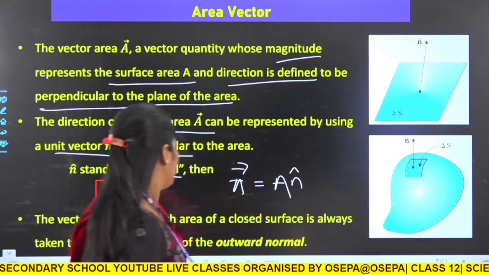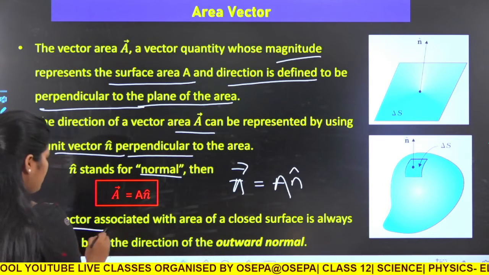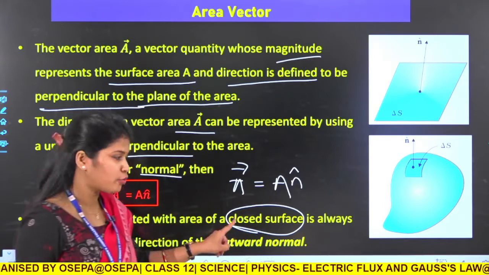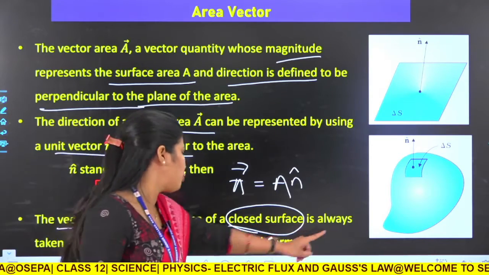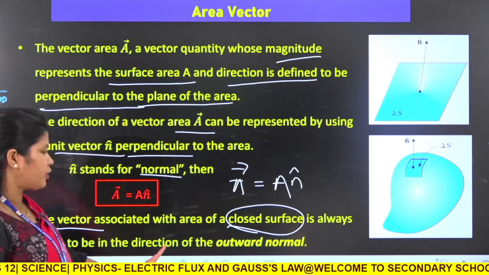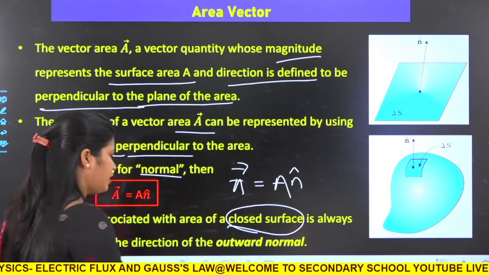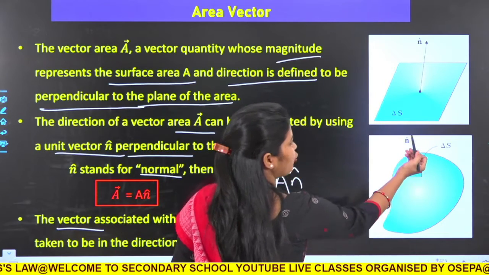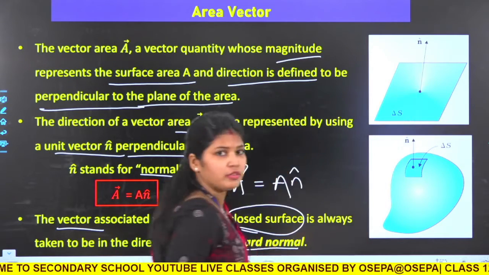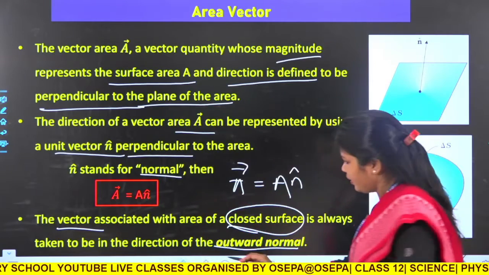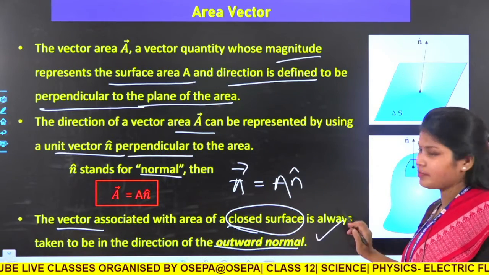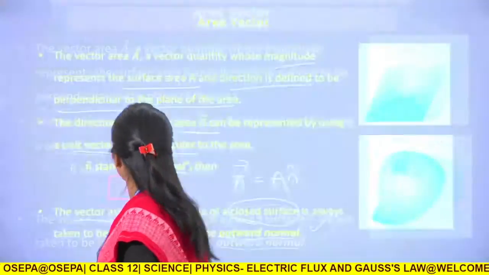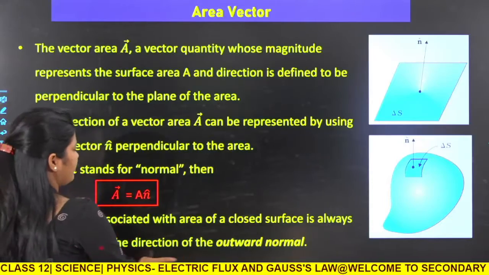So the vector associated with the area of a closed surface, remember this, the closed surface is always taken to be in the direction of the outward normal. See this figure, the outward normal of a surface. So the direction should always be outward normal. This is all about area vector.